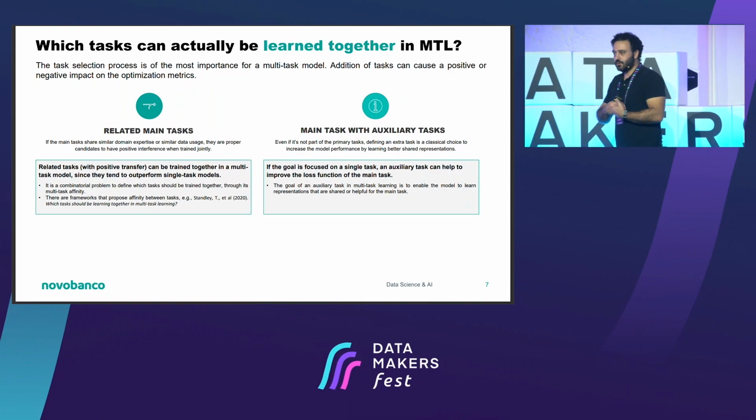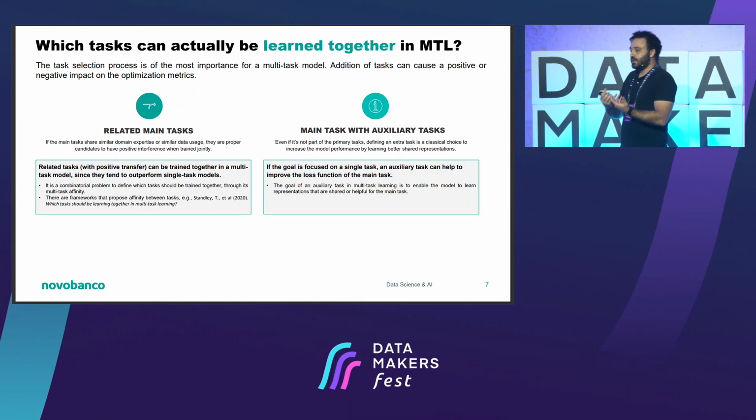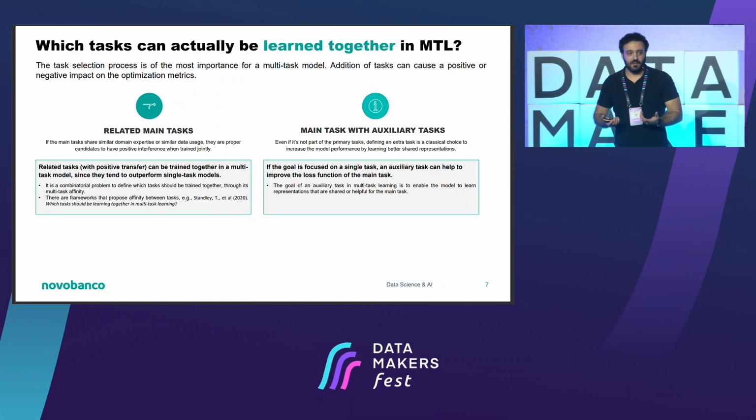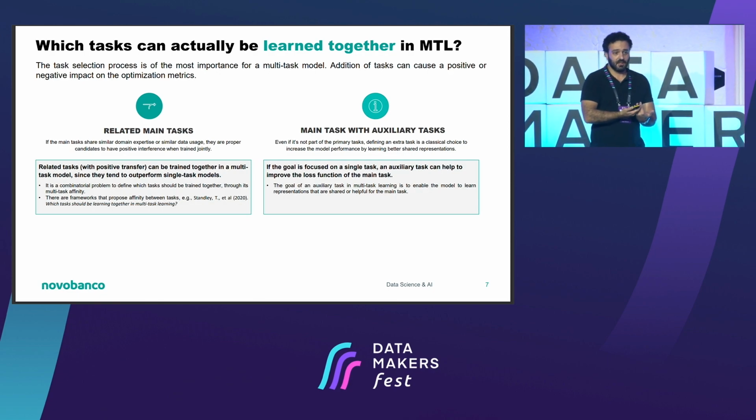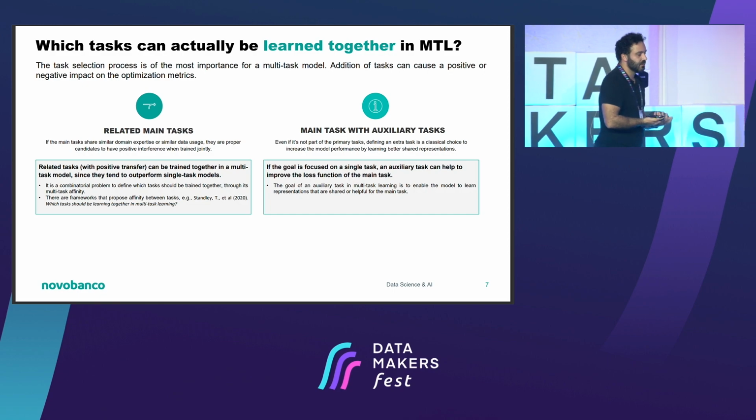But now let's say that you only have one task, okay? You can solve it with a single task learner, or you can actually solve it with a multitask model. How can you do this? You can actually define an auxiliary task for your main one that will help the model to better learn the main one.